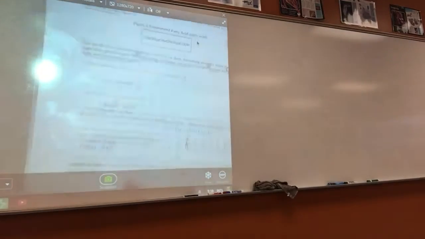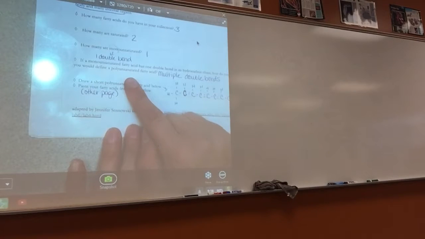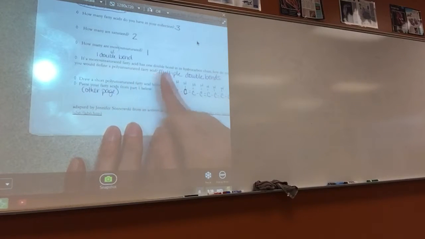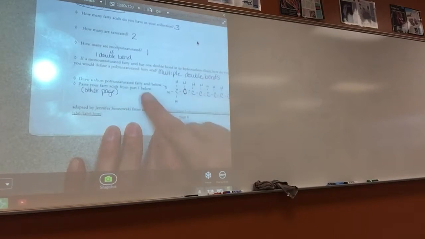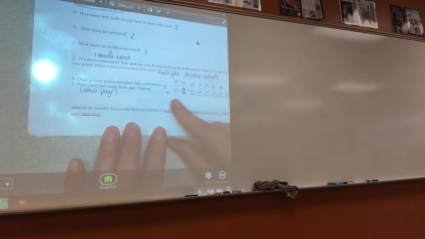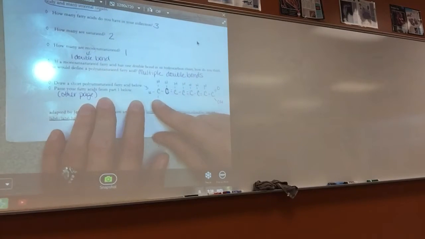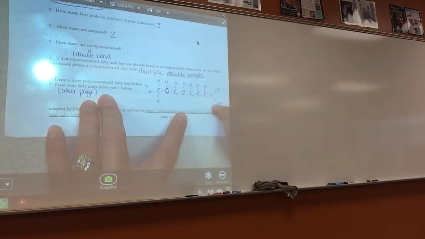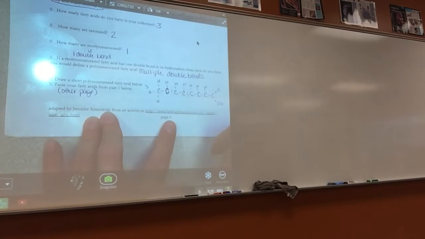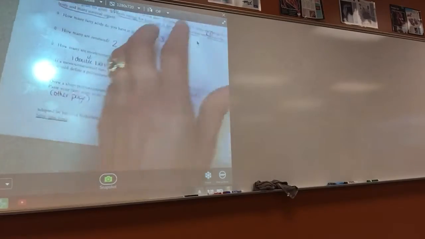Going back here, it asks you what polyunsaturated would mean. It would have multiple double bonds. It asks you to draw just a random short polyunsaturated fatty acid. To be a fatty acid, you have to have the carboxyl group and a hydrocarbon chain. To be polyunsaturated, you have to have multiple double bonds. I chose 3 here. You don't have to have 3, you could have 2. And I drew the appropriate amount of hydrogens to make each carbon have 4 bonds. All right, so yours doesn't have to look exactly like mine, but the same idea.